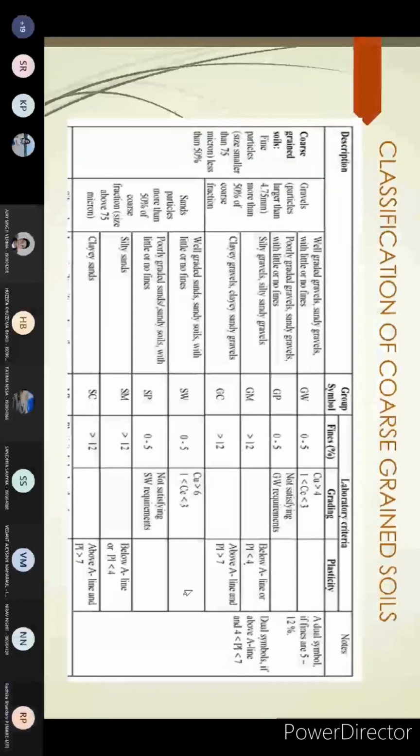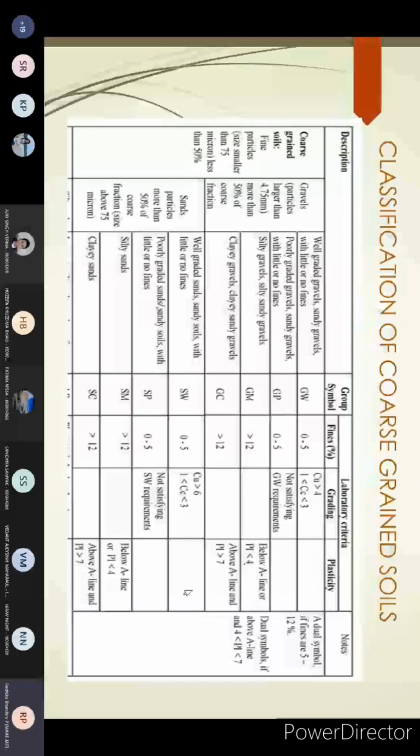We require Cu and Cc value to classify the coarse grained soil. And in case the fines are more than 12%, then we require liquid limit and plastic limit, or rather plasticity index, to classify the soil. Further in coarse grained soil, we can classify whether it is gravel or sand. This is based on sieve size 4.75 mm. If more than 50% is retained on 4.75 mm, then we call it gravel, otherwise it is sand.